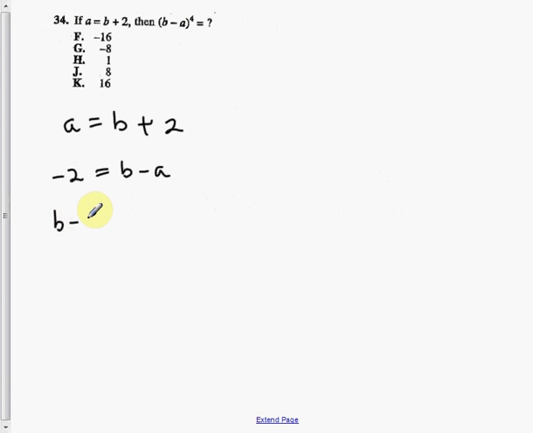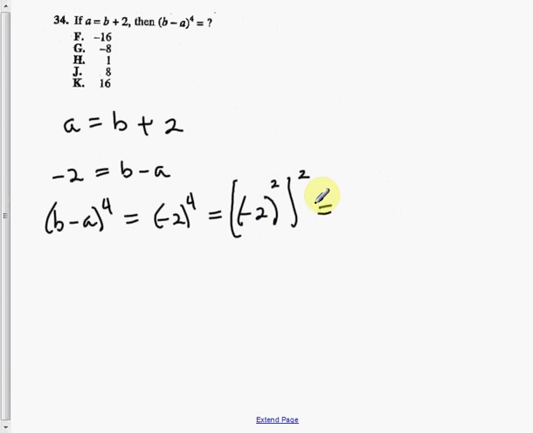Well, b minus a to the 4th is the same thing as negative 2 to the 4th. This negative 2 to the fourth is the same thing as negative 2 times negative 2 times negative 2 times negative 2, or negative 2 to the second, all raised to the second. So negative 2 to the second is 4, squared. That's just 16.